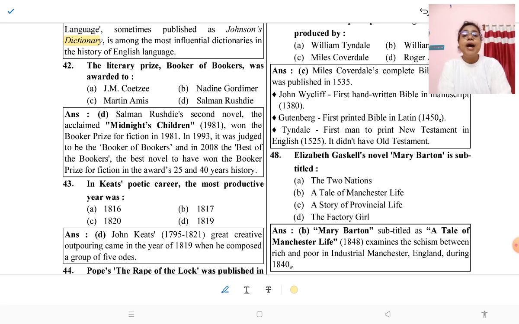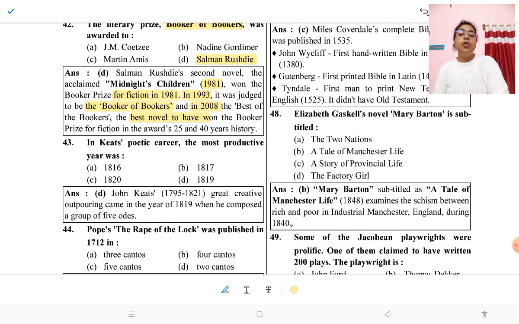Then the literary prize Booker of Bookers was awarded to Salman Rushdie because of his novel Midnight's Children. Salman Rushdie's second novel, the acclaimed Midnight's Children, 1981, won the Booker Prize for Fiction in 1981. In 1993 it was judged to be the Booker of Bookers, and in 2008 the Best of Bookers, the best novel to have won the Booker Prize for Fiction in the award's 25 and 40 years history.